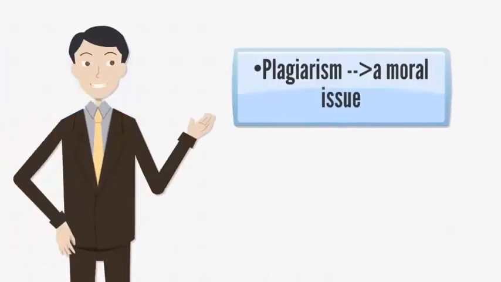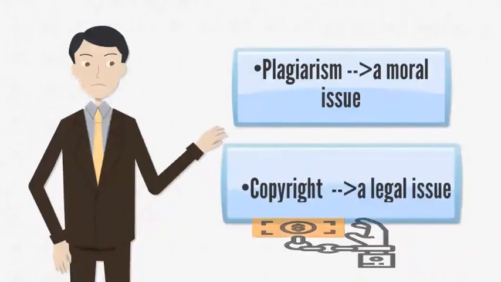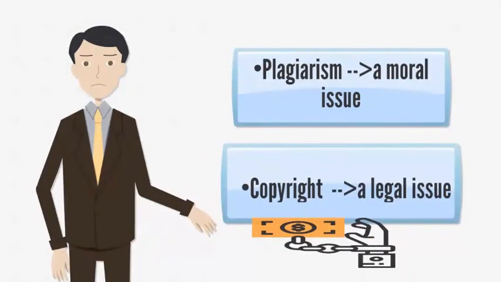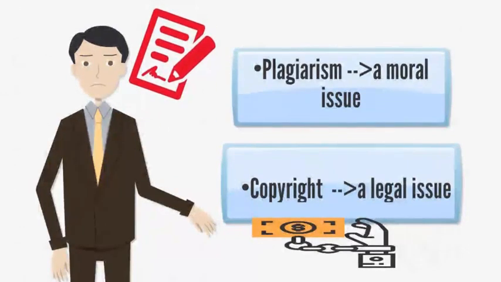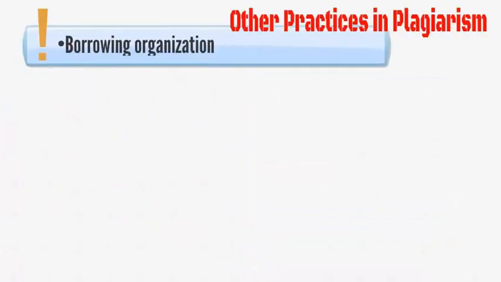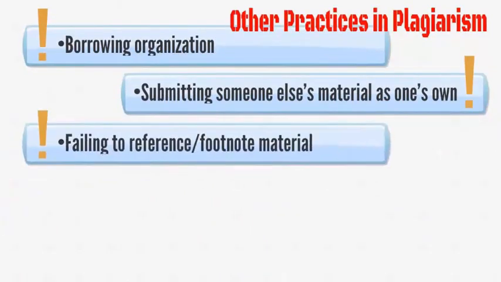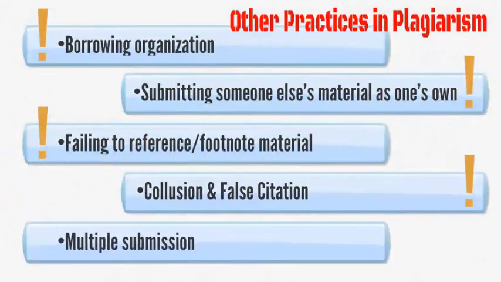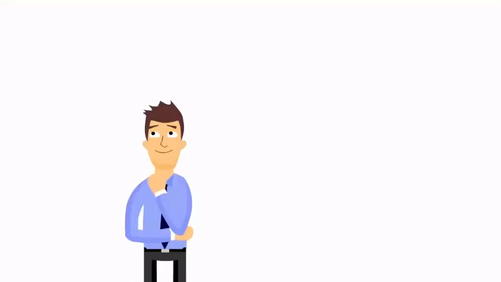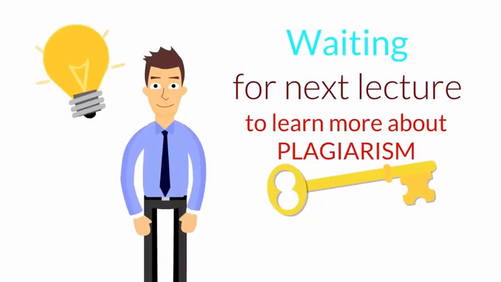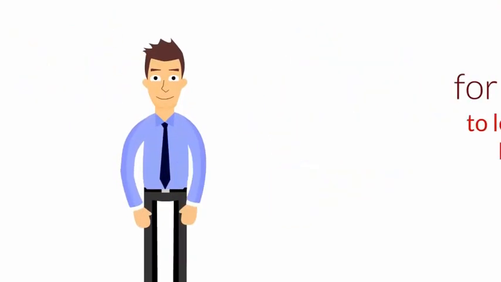Plagiarism applies to all sources and becomes a moral issue. Proper citation can do the trick. Whereas copyrights apply to few sources but become a legal issue. In case of copyright, you need written permission from the owner to use their work. Other practices that constitute plagiarism include borrowing organization, submitting another's material as your own, failing to refer to material properly, collusion or false citation, and multiple submission of academic work. Now that you know what plagiarism is, I hope you will try your best to refrain from it.